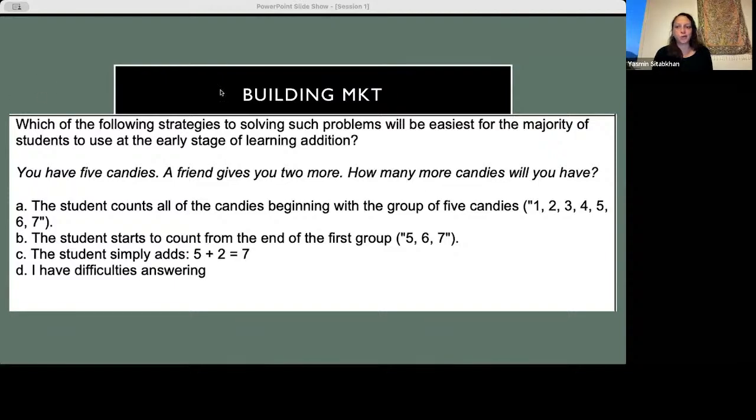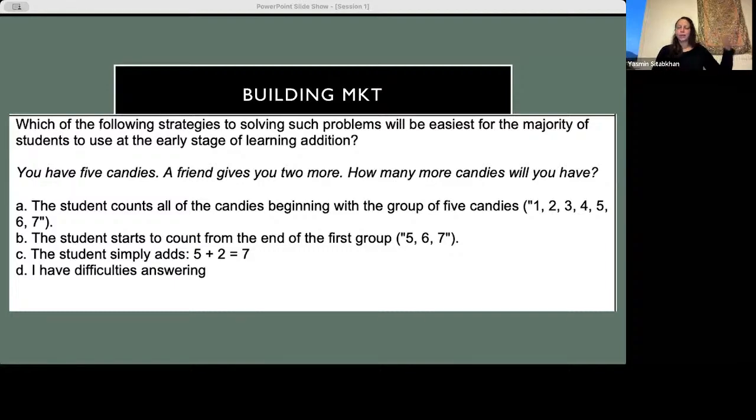So Leah, you are correct. It's A, exactly. I think Eric said A first, right? So when students are just starting addition, they count all together. So if you have 5 candies and someone gives you 2 more, what most students are going to do is put them together and count 1, 2, 3, 4, 5, 6, 7. Right? They're going to count all of them.